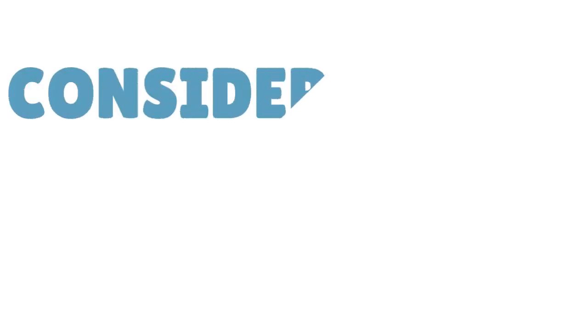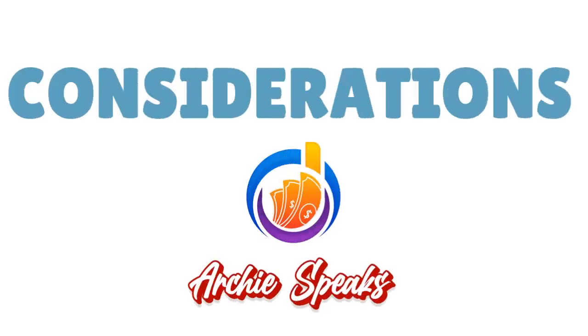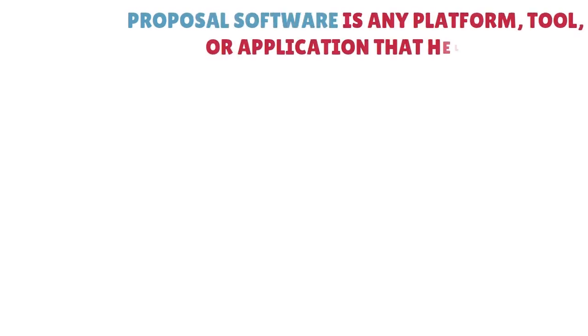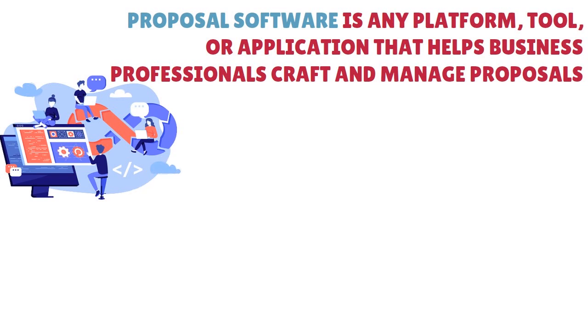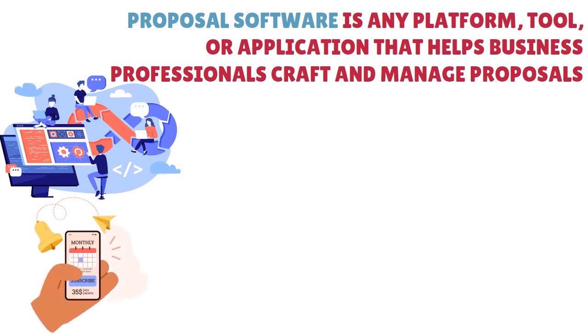So let's talk about the considerations here. When we talk about the top 10 best proposal software to simplify the proposal process, it really helps to go back to proposal software 101. What is it? Proposal software is any platform, tool, or application that helps business professionals craft and manage proposals. It typically enables users to organize proposals more efficiently and automate key steps in the process, streamlining their workflow and boosting productivity. And most quality proposal management software offers paid plans so users can access all its features.